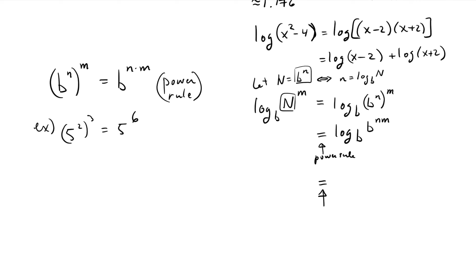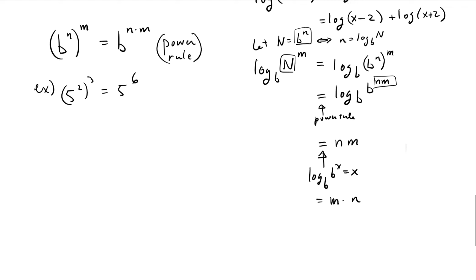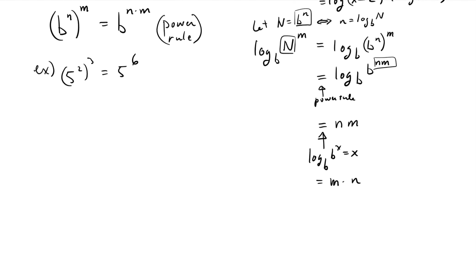Now, again, I'm going to use the fact that log in base b of b to the x is x. So this is just going to give me back n times m. Which I will actually write as m times n, like that. I'm just going to flip around the order of the multiplication. And finally, I'm going to replace little n by log in base b of big N. And okay, so this means log in base b of N to the m is going to be m log in base b of N.